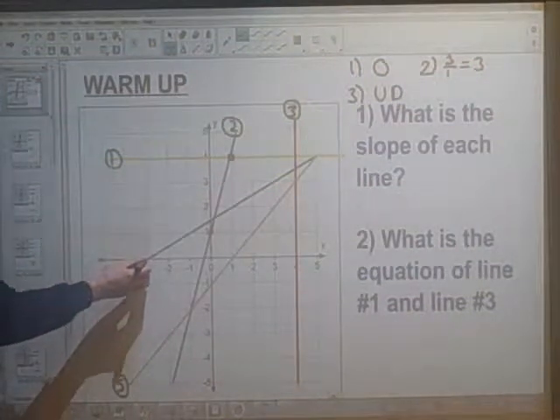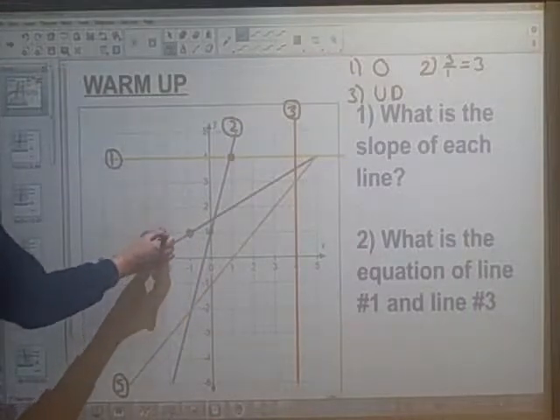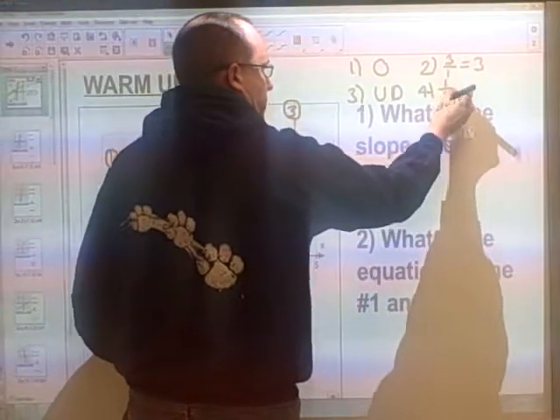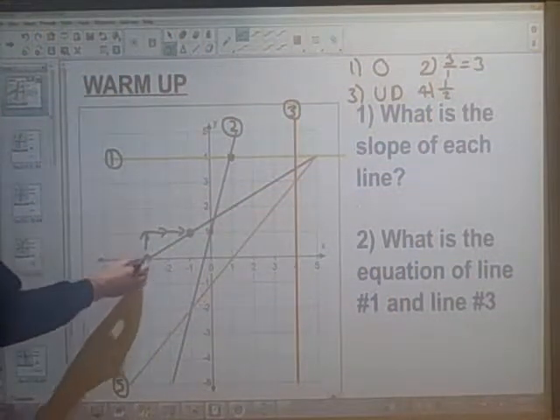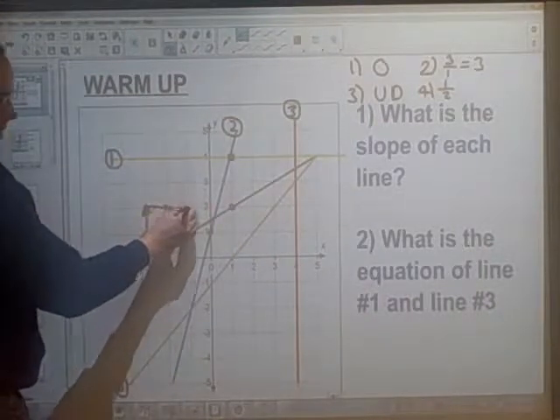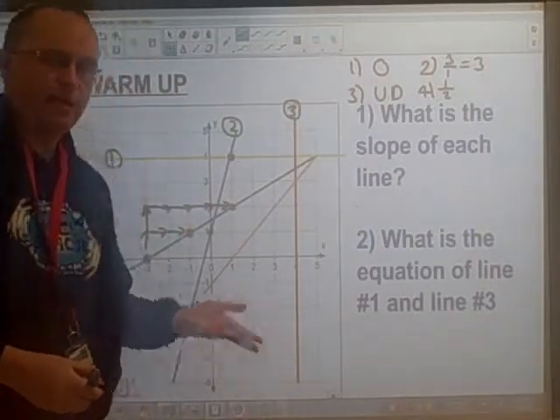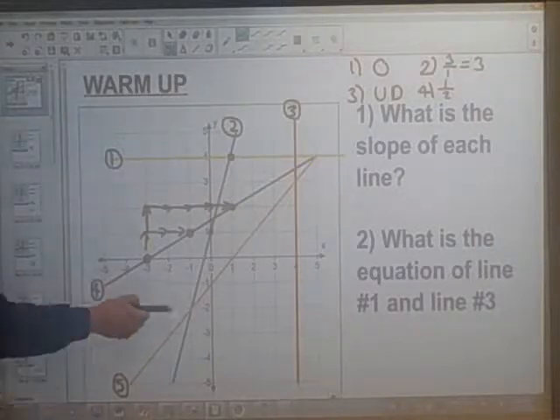For 4, I can certainly see that it goes through here and also this point here. So up 1, across 2. So for number 4, 1 over 2. And we can leave that as a fraction as it doesn't simplify anymore. If we'd chosen points further apart, say here and here, then I would have gone up 2 and then across 4. So 2 over 4 is the same as 1/2. In that case, I would have simplified. So try and pick points as close together as possible.